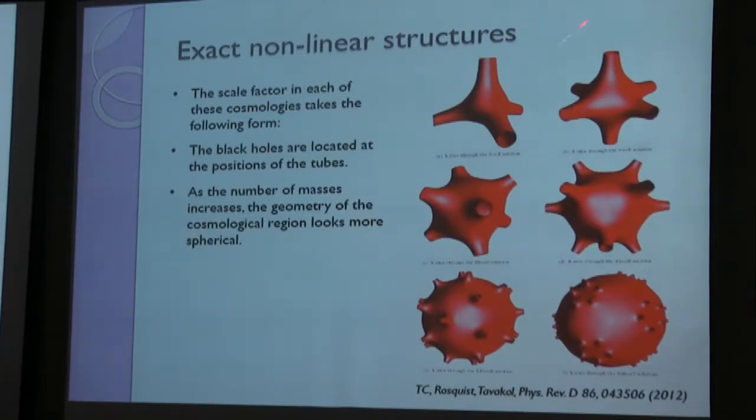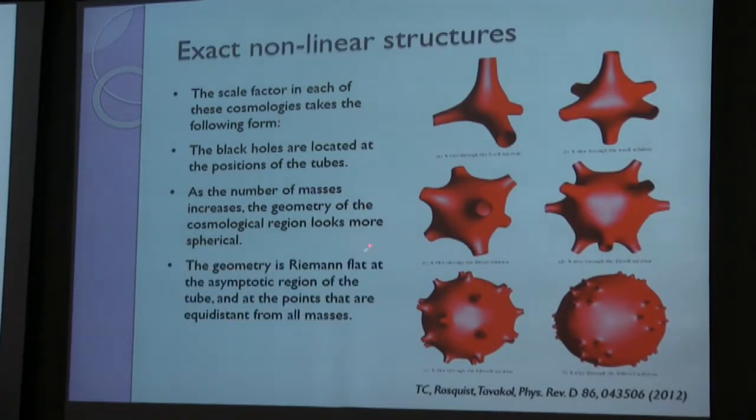So as the number of masses is increased, so as you go from 5 to 600, the geometry of the cosmological region, you can perhaps try and see just by eye there, looks a bit more spherical as you get down to this kind of stage. In fact, it's not exactly spherical, but you can make statements about the approach to spherical geometry if you put in arbitrarily many masses. There's an excellent paper on that subject.